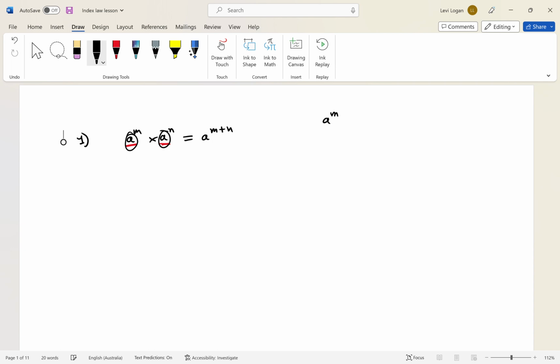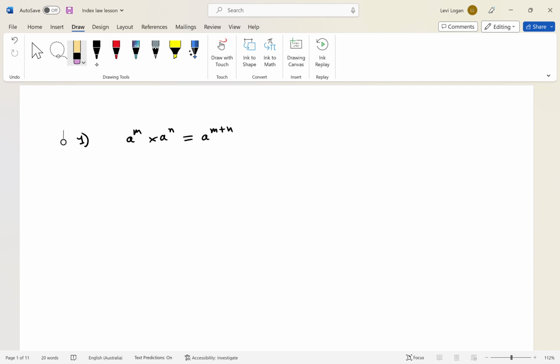If you had a to the m times b to the n, that would not equal this, because they have to be the same number here. This is only when you're multiplying two things of the same number or the same letter. You notice how before I had x squared times x cubed. That's because they're both x. It'd be the same thing if we had b squared times b cubed. It would not work if we had a squared times b cubed, because a and b are probably not the same thing, unless specified. So that's the first index law right here.